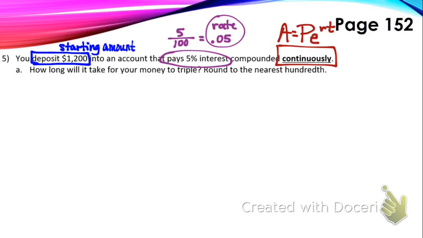How long will it take for your money to triple? What does triple mean? Times by 3. So what am I timesing by 3? The deposit. How much was the deposit? 1,200. What is 3 times 1,200? 3,600. So this is my ending amount.